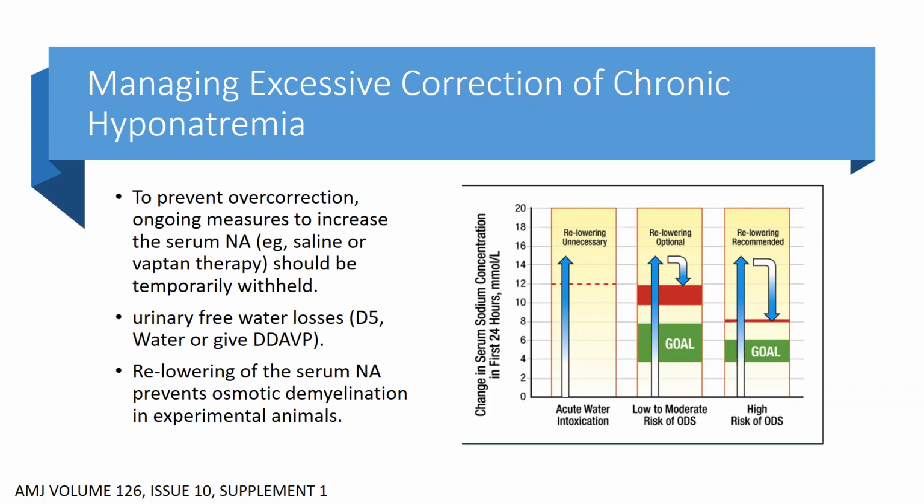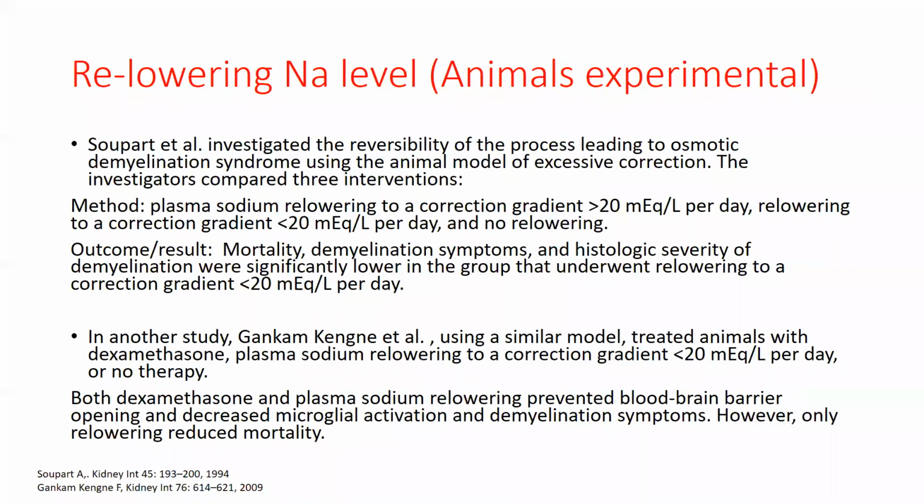As I said before, re-lowering the serum sodium has been shown only in experimental and animal studies, not in humans yet. There are 2 studies. I'm not going to go over them, but they show re-lowering the sodium: they induced it, then re-lowered it again, and it showed improved mortality versus the other group. In the other study, they also used dexamethasone. Dexamethasone decreased the demyelination, but it didn't decrease the mortality.